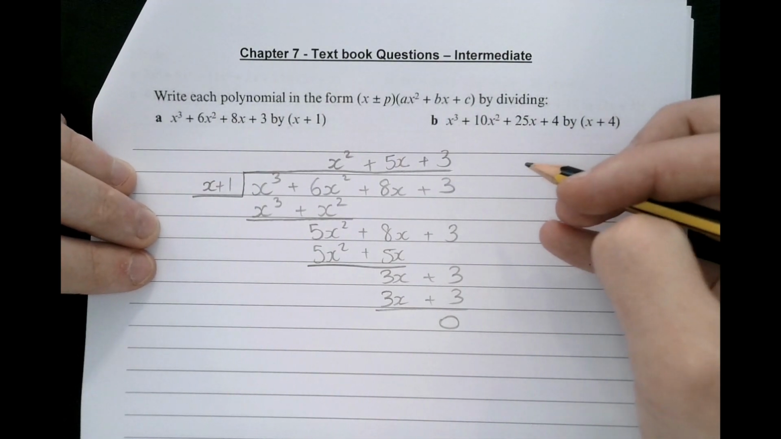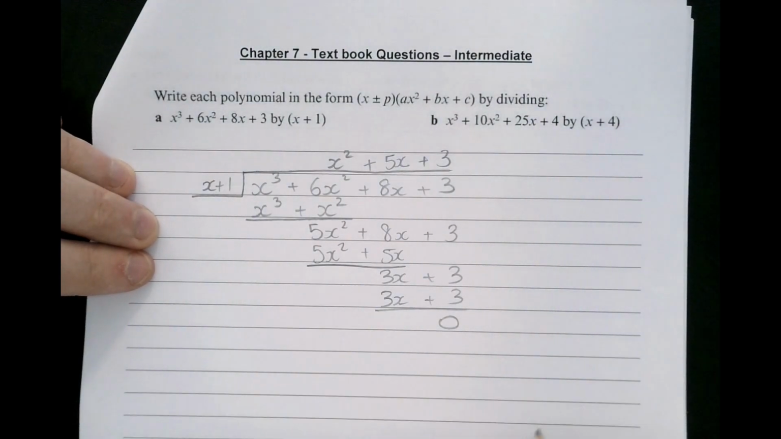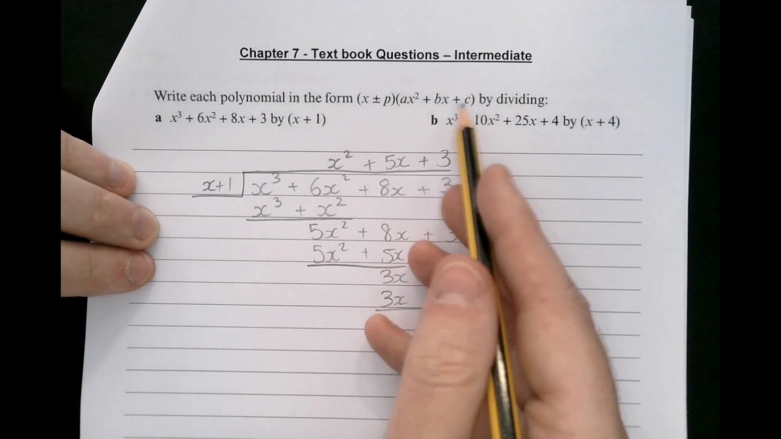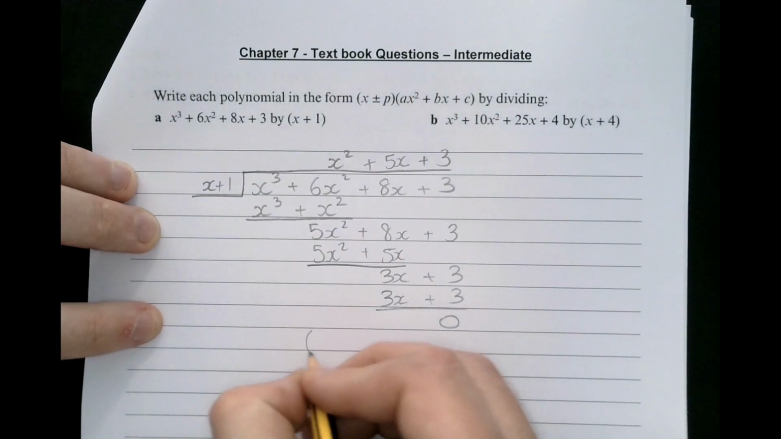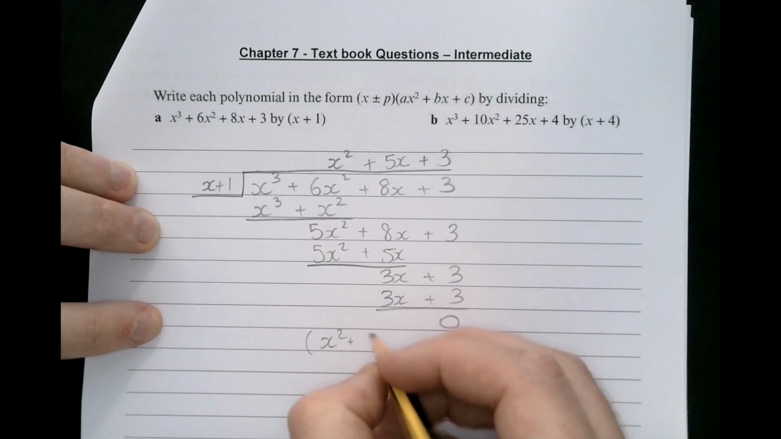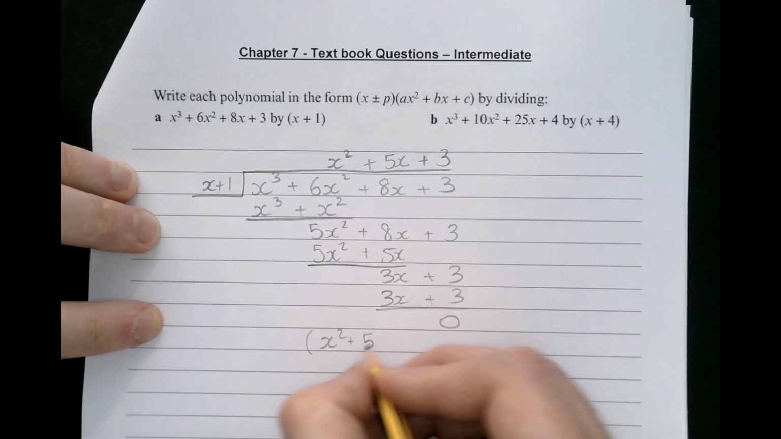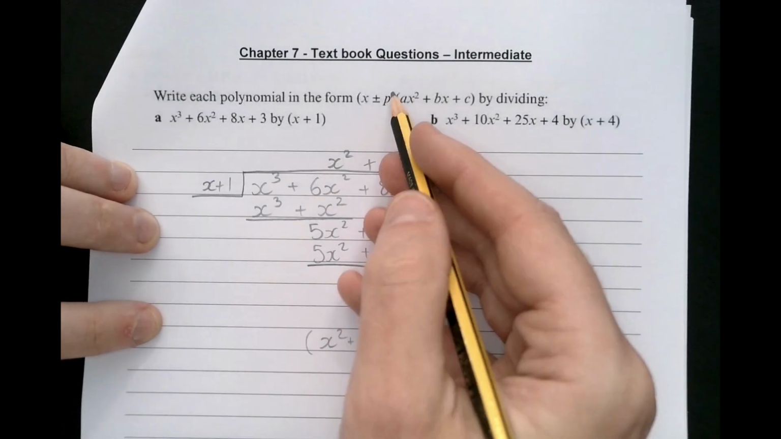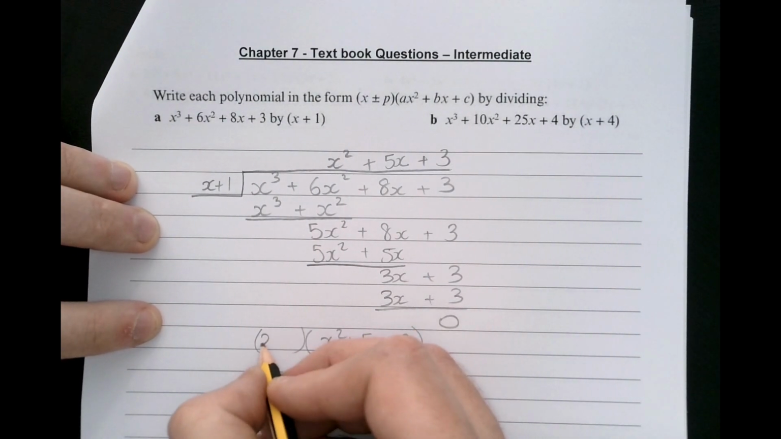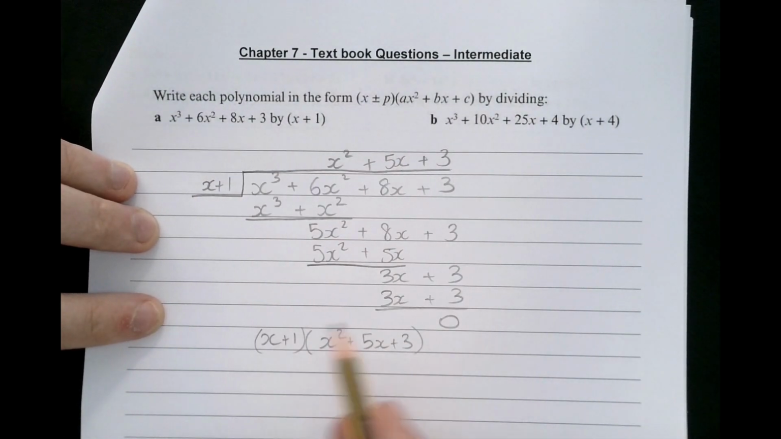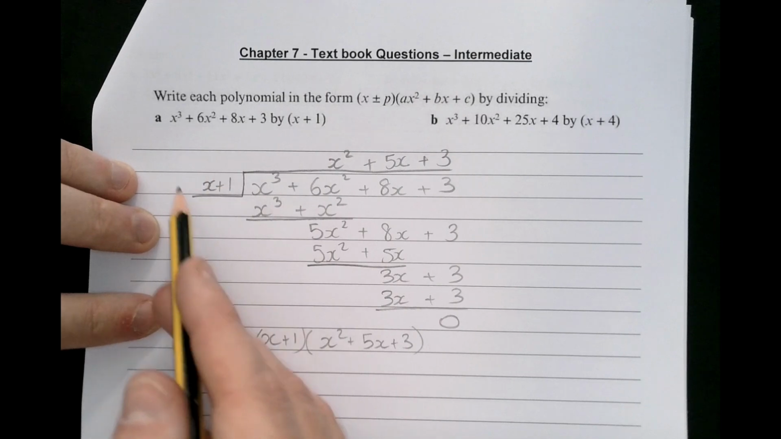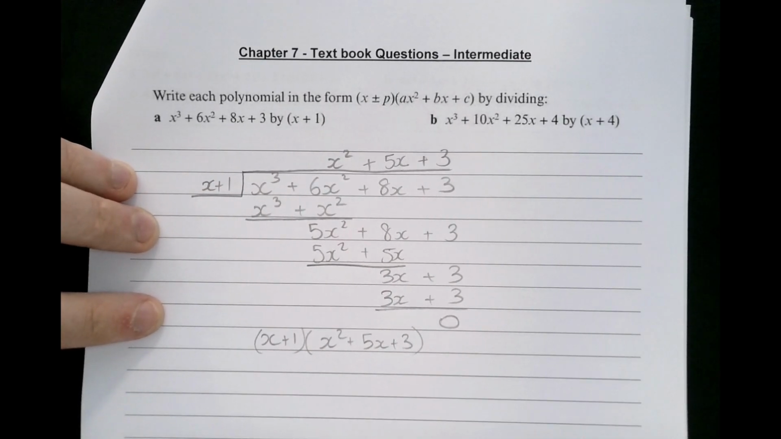And then, to write each polynomial in that form, this is the quadratic part. So the second bracket, x squared plus 5x plus 3. And then x plus or minus p. That's just literally what you divided by. So when you divide it, you find the two factors. This is one of the factors. This was the other factor.